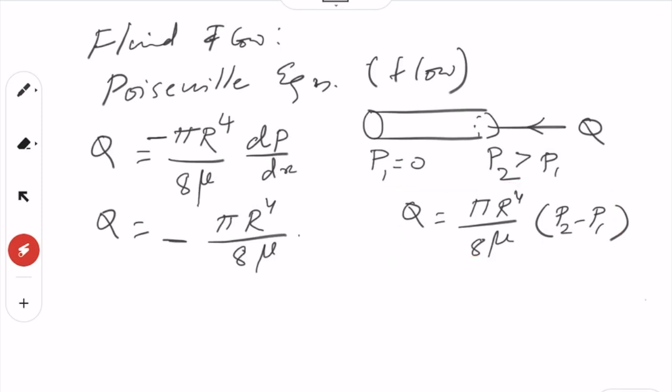So P1 is positive, all other quantities are positive, hence Q will be positive. So you are looking at it like that also.